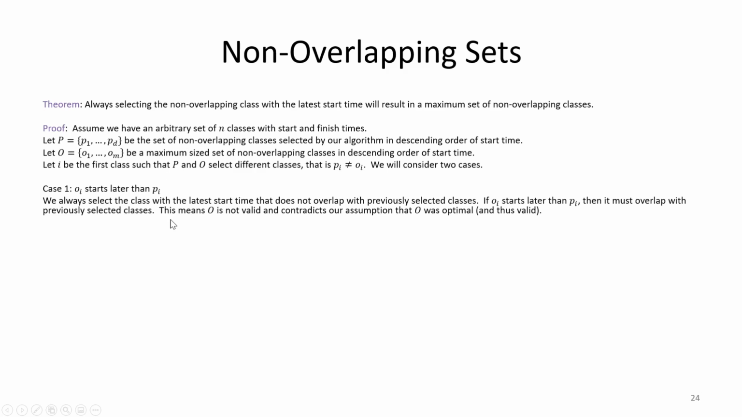Okay, so we know that it can't select a later one than us. Well, what if O selects a class that starts at the same time as PI or earlier? So here I've stated that as starts no later than PI.